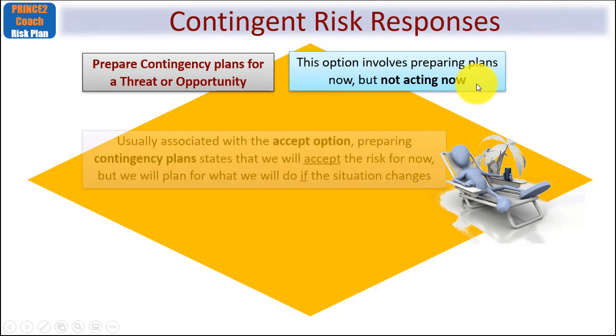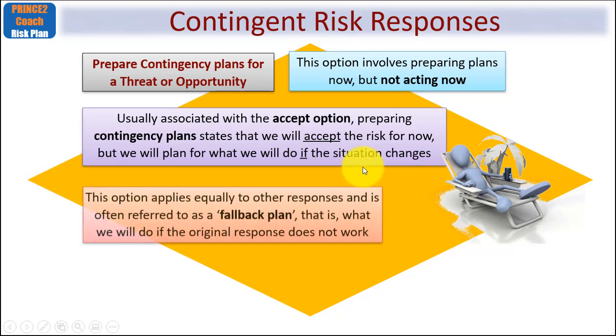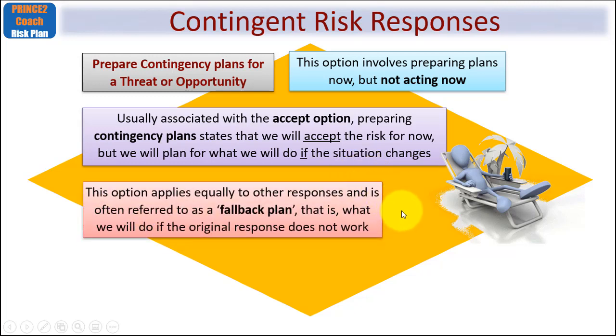So preparing contingency plans is often associated with the accept option. It states that we will accept the risk for now, but we will plan for what we will do if and should the situation change. And this option applies equally to other responses. You could use contingent risk responses for any of the others, and it is often referred to as a fallback plan.